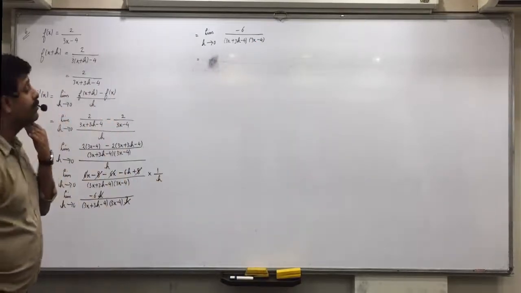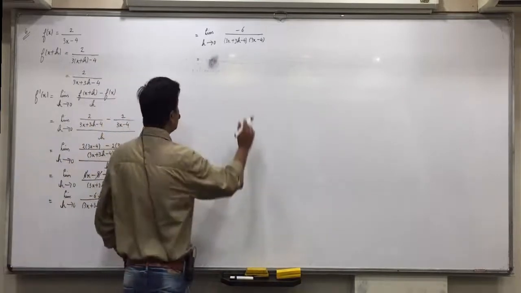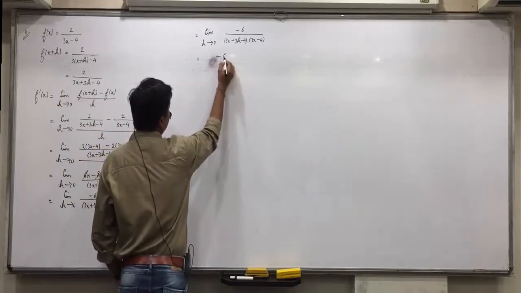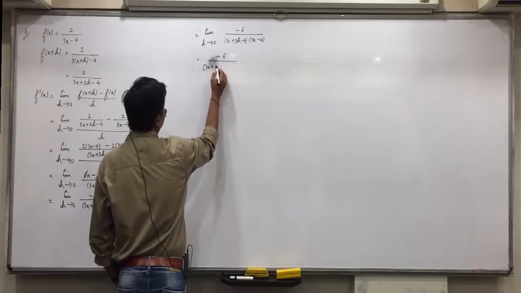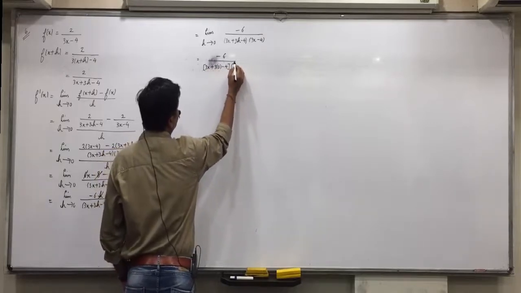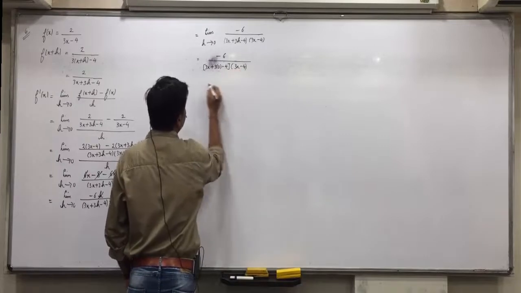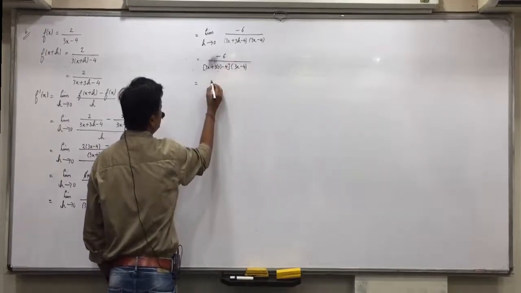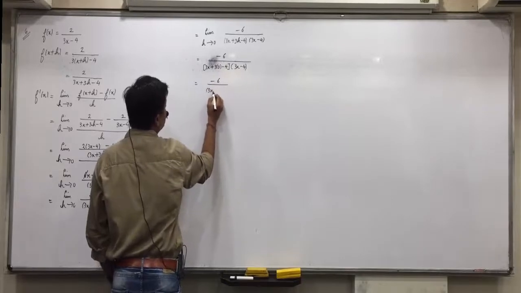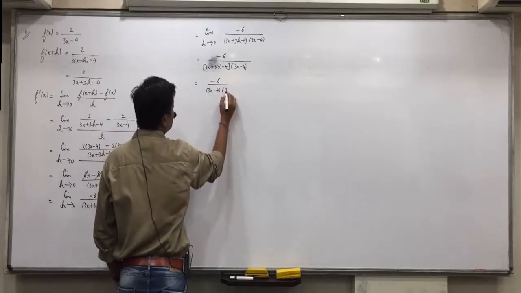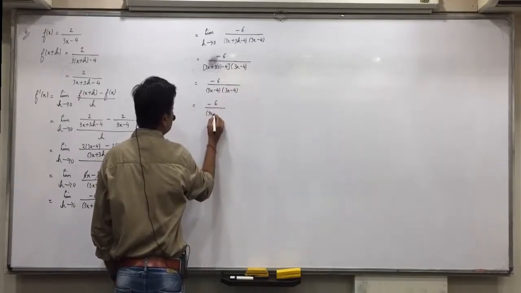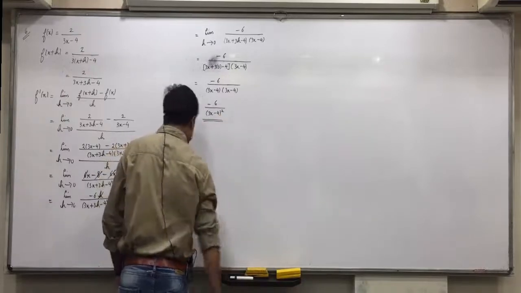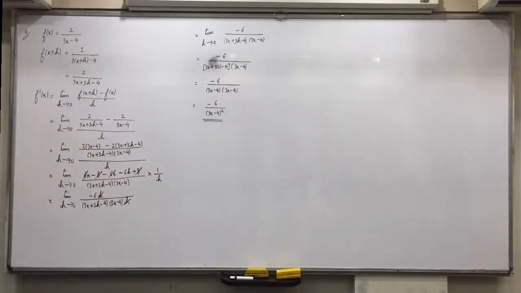Then David, in place of h we will put 0, so minus 6 upon 3x plus 3 into 0 minus 4 into 3x minus 4. In place of h we will put 0. So minus 6 upon 3x minus 4 again into 3x minus 4. That is minus 6 upon 3x minus 4 whole square. Did everyone understand this?